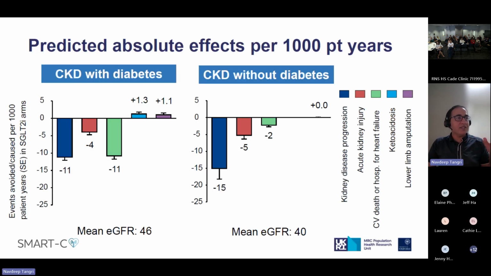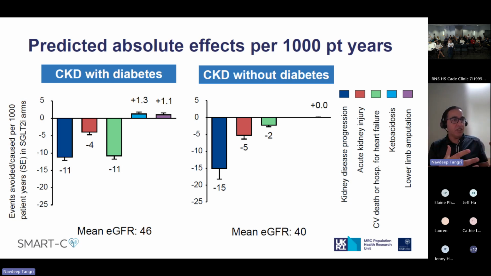So now showing one of Brendan's slides from the SMART-C. What are the absolute effects of SGLT2 inhibitors? Let's start with the importance of risk prediction. This is a slide that was shown, I think, by Will Harrington and Ali Staplin when they presented the EMPA-KIDNEY data. They said that for 1,000 patient years, you prevented 11 kidney disease progression events, 11 CV death events, 4 kidney failure events, 15 kidney disease progression events for non-diabetes. Really incredible data per 1,000 patient years.